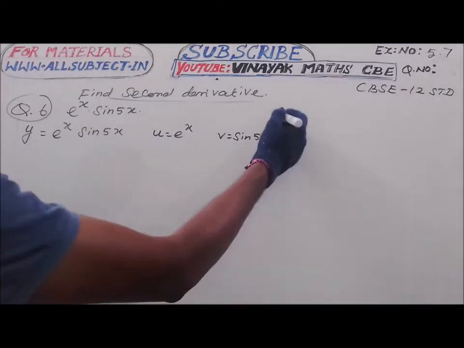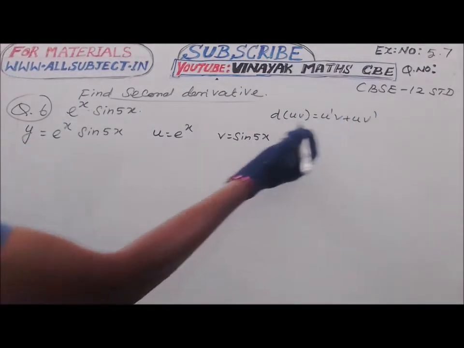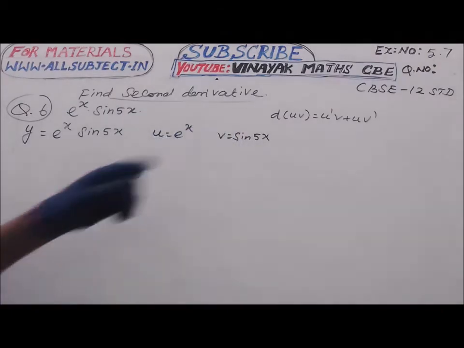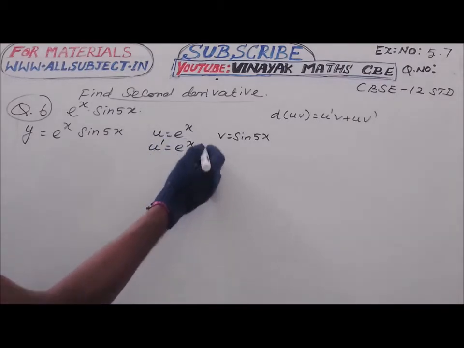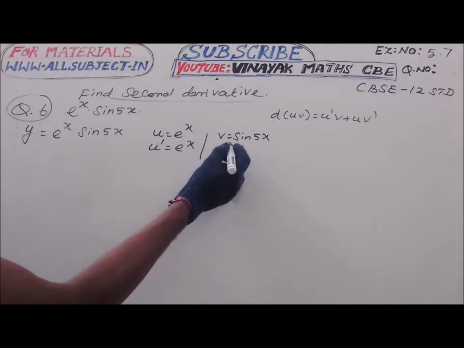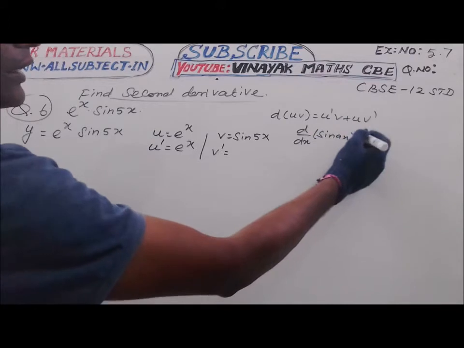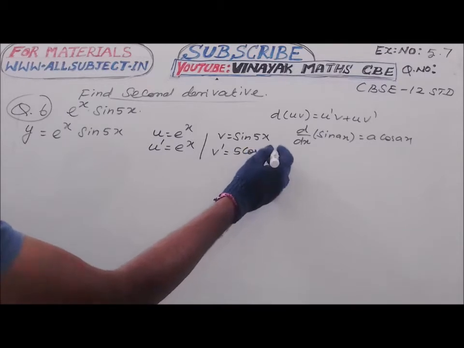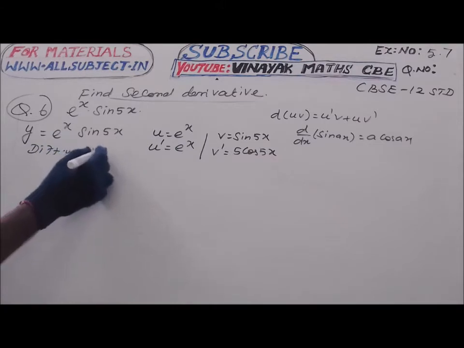d of uv equal to u dash v plus uv dash, or u v dash plus u dash v. We can interchange the steps because we have plus in between them. We need u dash and v dash. Differentiation of u with respect to x is u dash. Derivative of e power x is e power x. And derivative of v with respect to x: d by dx of sin ax is equal to a cos ax, so it implies 5 cos 5x. Substitute here. So differentiate with respect to x.